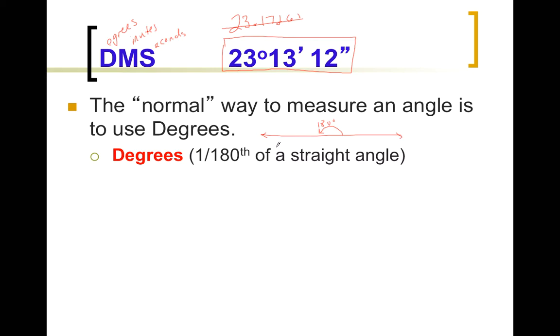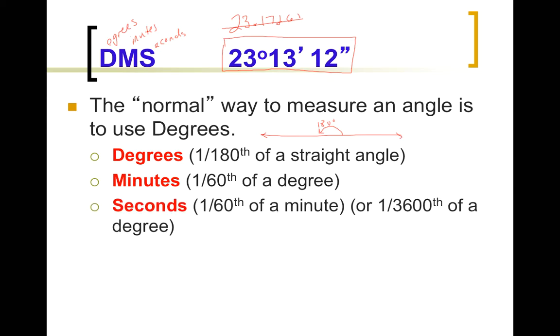Now, minutes and seconds work exactly like you think they would work on a clock. There are 60 minutes in an hour, and there are 60 seconds in a minute. So 1 minute is 1/60th of a degree. And likewise, 1 second is 1/60th of a minute, or 1/3600th of a degree. Those little fractions actually come back to help us a little bit later when we try to do some conversions.